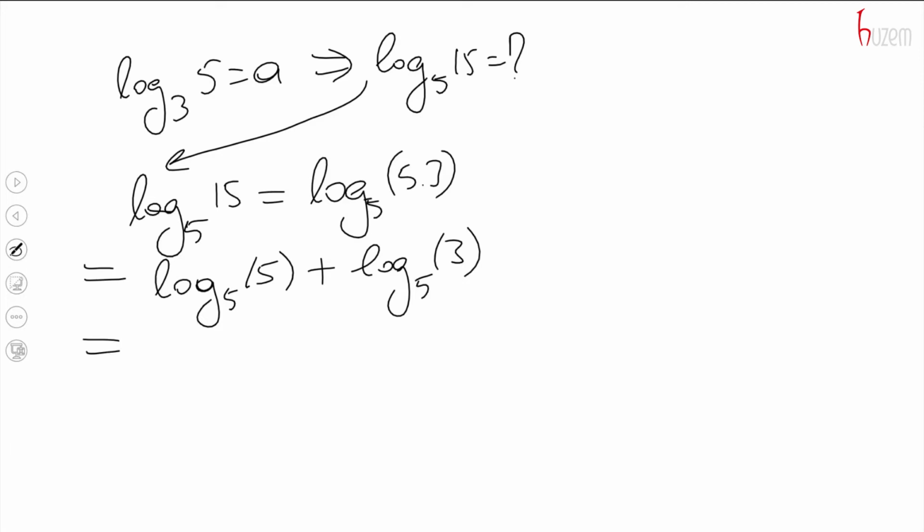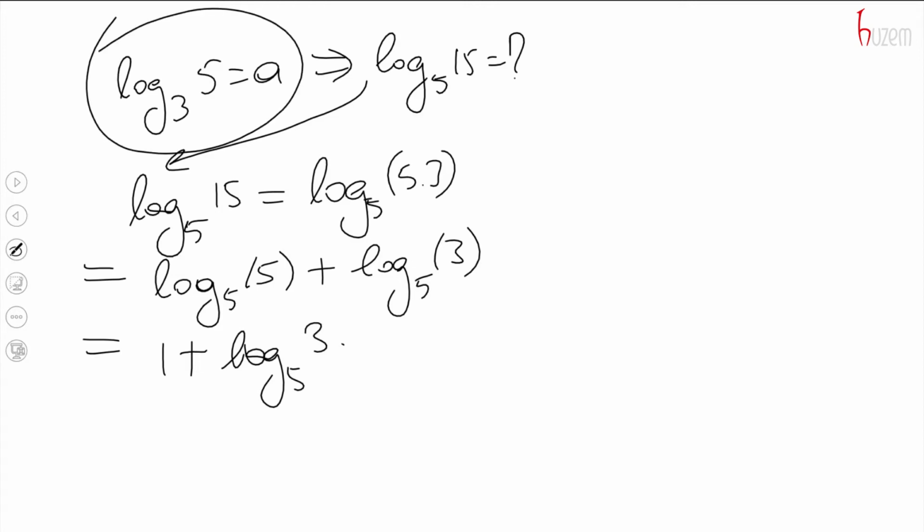Now we see log base 5 of 5. This is equal to 1. And here we have log base 5 of 3. This is similar to what we have for a, but the base and the inside of the log have to interchange. We can do this by taking the reciprocal of this number. So this will be 1 plus 1 over log base 3 of 5.